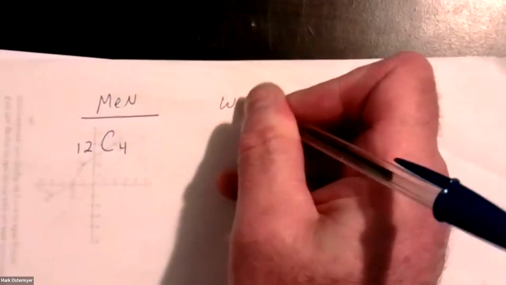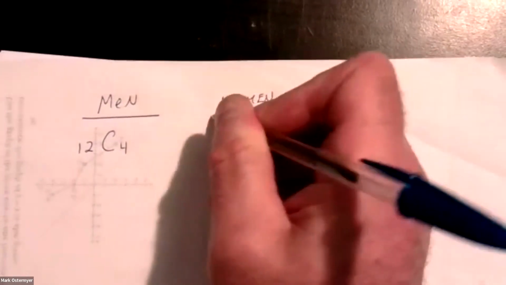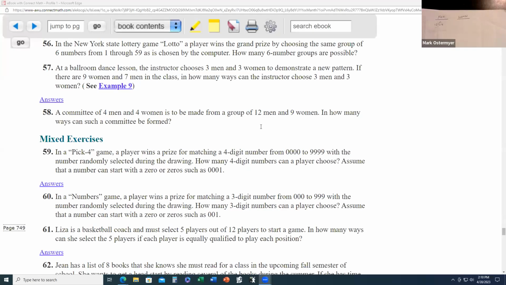How many men do we have to select from? We got 12 men. And from the 12 men, we have to select 4 men. So ladies and gentlemen, this is the total number of ways of selecting a committee of size 4 men, choosing from 12 men. Now the women. How many women do we have to select from? Number 58. We got 9 women to select from, and we need 4 of them, correct? Form a committee.